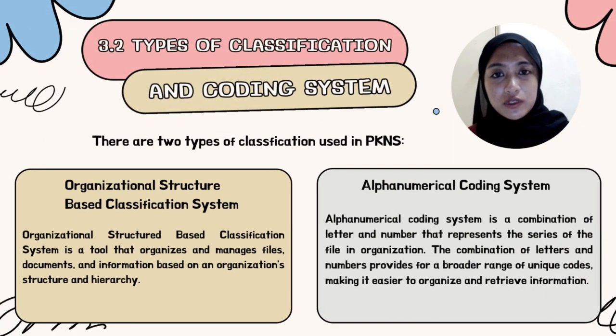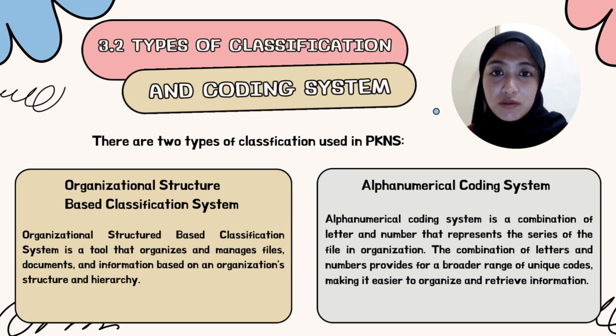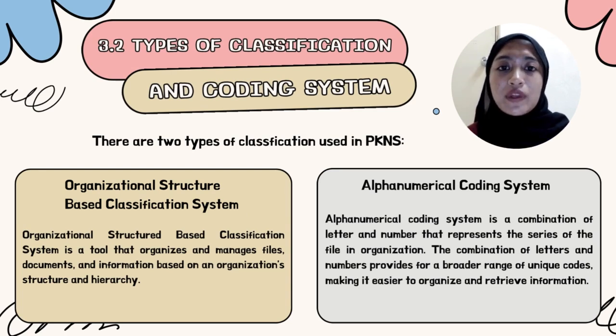Moving on to the types of classification systems, there are two types of classification systems used in PKNS, which are the organizational-based structure classification system and the alphanumerical coding system.